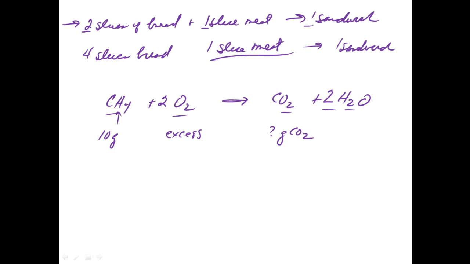So how do we do that? Well, there's an algorithm to solve most of these. Step number 1 is to convert grams of A to moles of A. And the reason why we're converting to moles is because methane has a different mass than oxygen, and oxygen has a different mass than carbon dioxide.